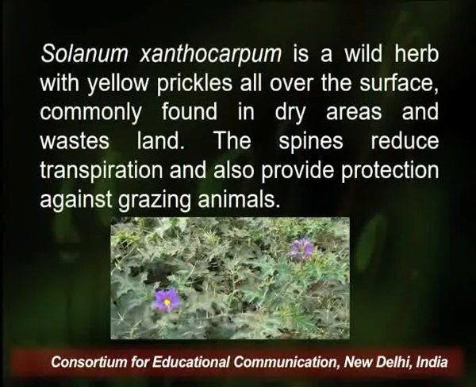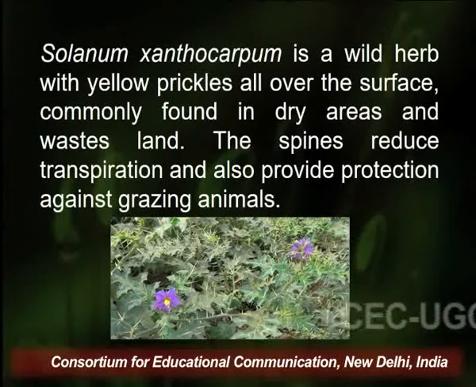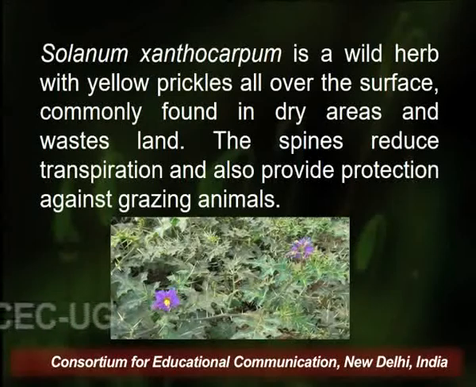Now moving on to Solanum, another non-succulent plant. Solanum xanthocarpum is a wild herb with yellow prickles all over the surface, commonly found in dry areas and wasteland. The spines reduce transpiration and also provide protection against grazing animals.